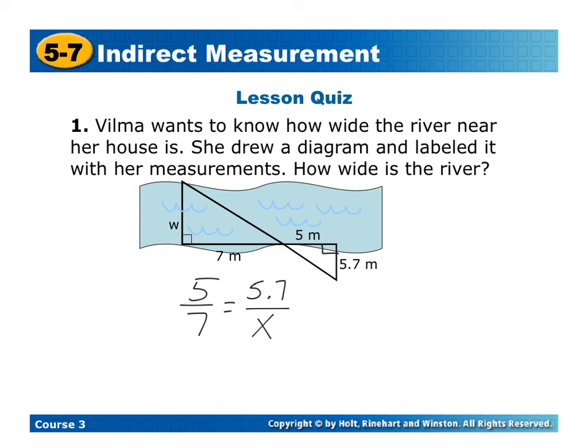So I'm going to do the 5.7 times 7, and we get 39.9 meters, which is equal to 5x. So I'm going to divide by 5, and we get 7.98. Or if we round it, it's going to be about 8 meters across.